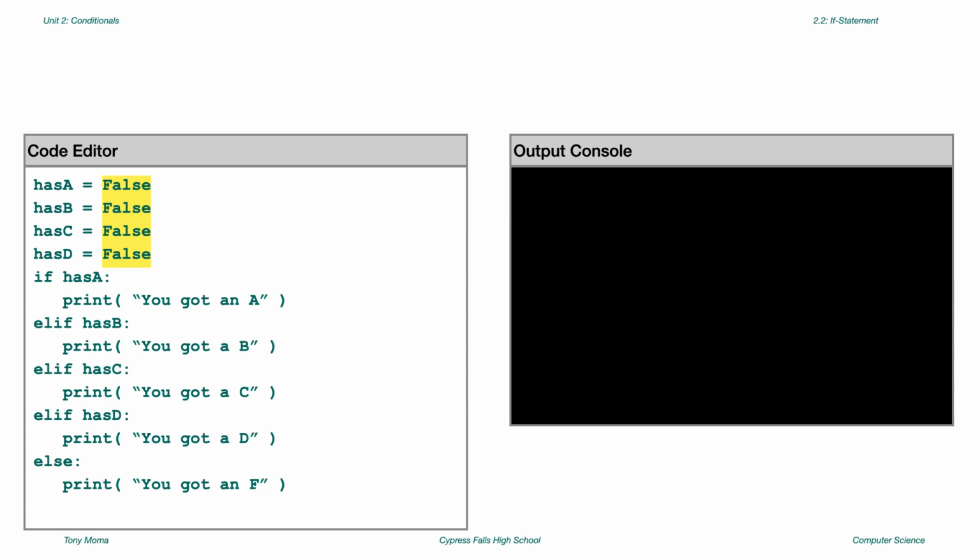What will happen is the Python interpreter will go to the first condition, see that it's false, so it'll skip over its conditional statement. See that the second condition is also false, thus skip over its conditional statement. See that the third condition is also false, and thus skip over its conditional statement. Then see that the fourth condition is also false, and skip over it, and then it'll reach else. And else statements don't have a condition. Whenever the interpreter reaches an else, it simply goes straight to its conditional statement and executes it. So in this case, you got an F would get printed to the screen.